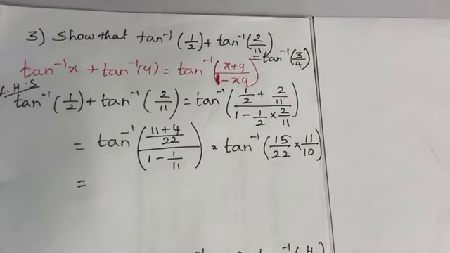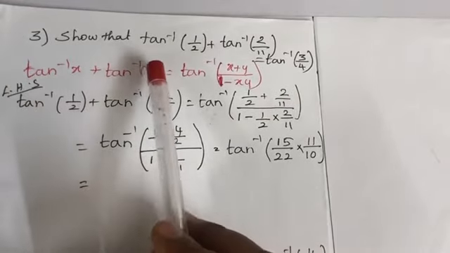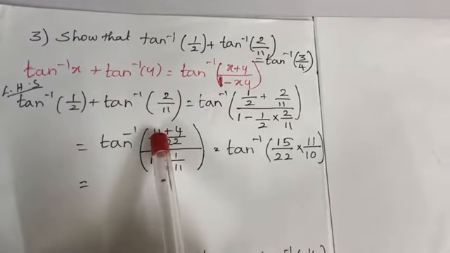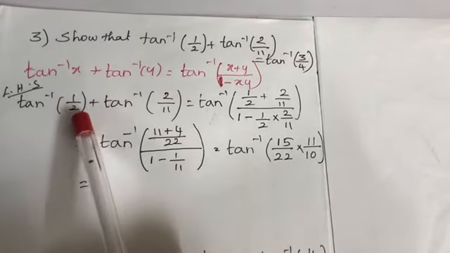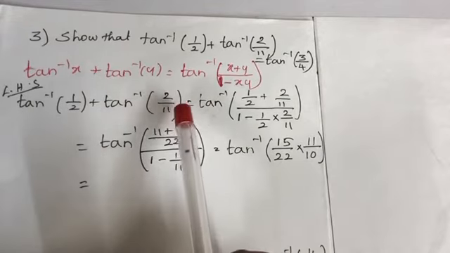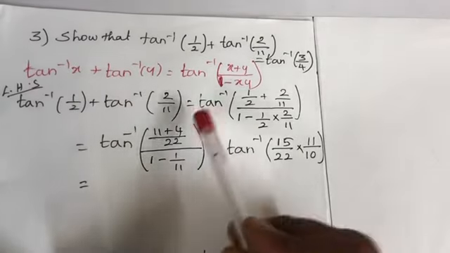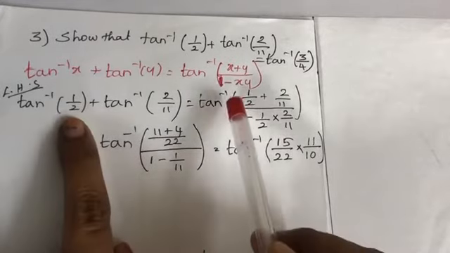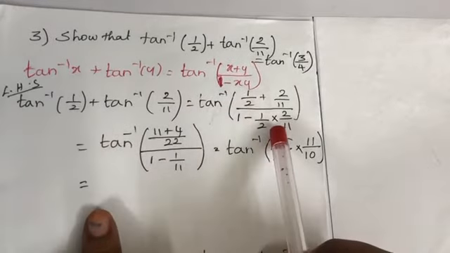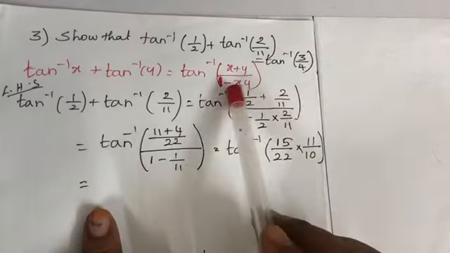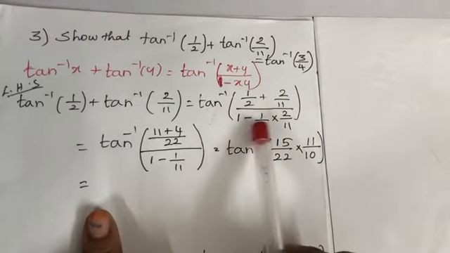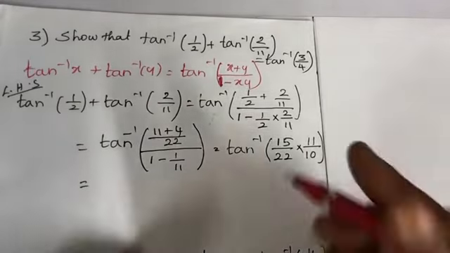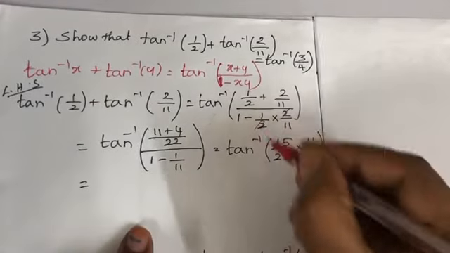minus xy. Here we have on our left hand side tan inverse 1 by 2 plus tan inverse 2 by 11. In the place of x we have 1 by 2. In the place of y we have 2 by 11. That is equal to tan inverse of x plus y, that is 1 by 2 plus 2 by 11 divided by 1 minus xy, that is 1 minus 1 by 2 into 2 by 11. So, here 2 and 2 will get cancelled, isn't it?